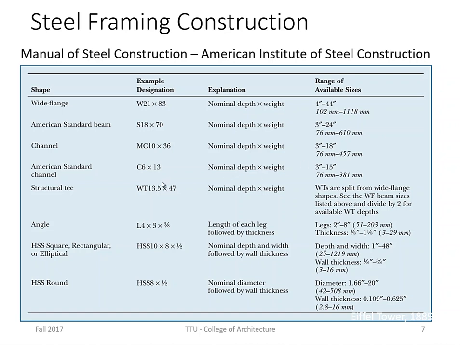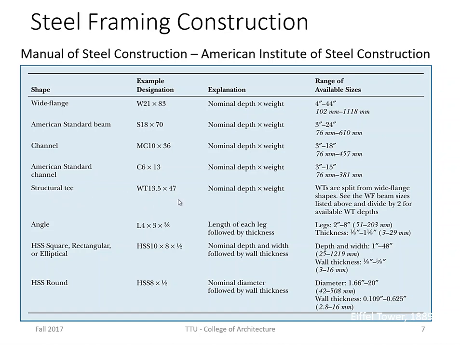Of course, you can always have something custom made, but as in any case, a custom costs more. And in the case of steel, costs a lot more. And then American Standard channel is, once again, expressed by its depth and its weight per lineal foot. You'll notice that they're about the same depths. You can go up to 18 inches with a standard channel.